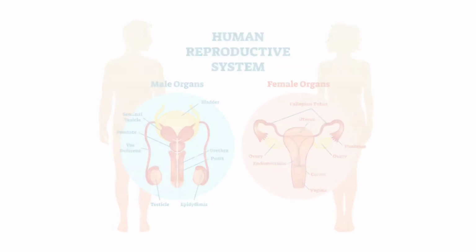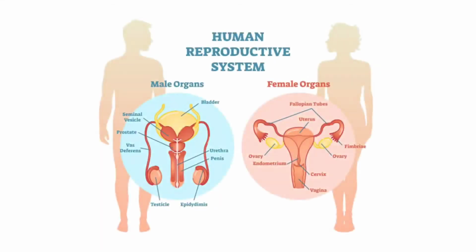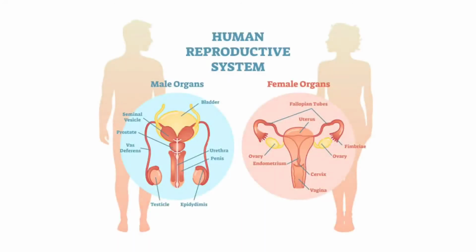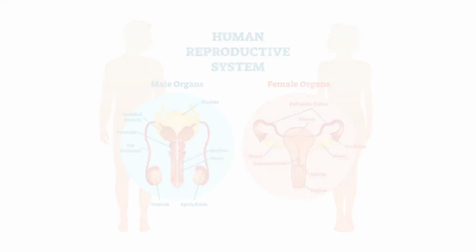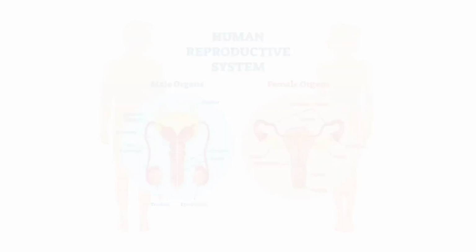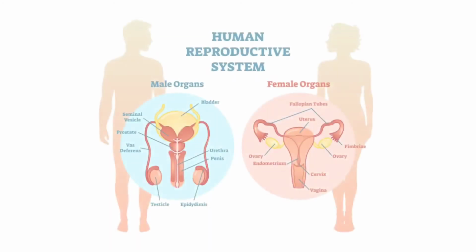Today in this video we are going to discuss the reproductive organs. As you know, reproduction means to multiply or to increase the number, and it is simply known as reproduction. It is an essential process for maintaining the continuity of an individual species from generation to generation, meaning one species is carried to the next generation by the process of reproduction.